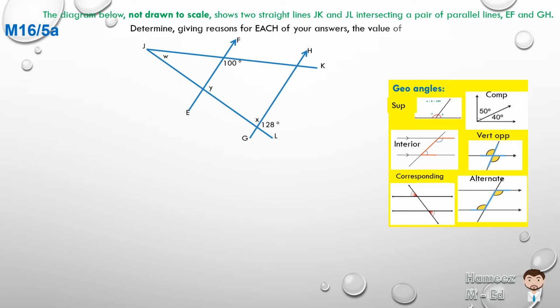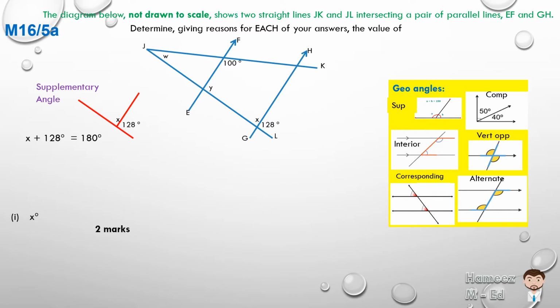Determine, giving reasons for each of your answers, the value of, in part 1, x degrees. So let's take a minute and look where x is and what information is given. We know 128 degrees. Those 2 angles, x and 128, form a straight line. Let's extract it, and we can see that that will be our first rule, supplementary angles. So let's substitute x plus 128 is equal to a straight line, 180 degrees.